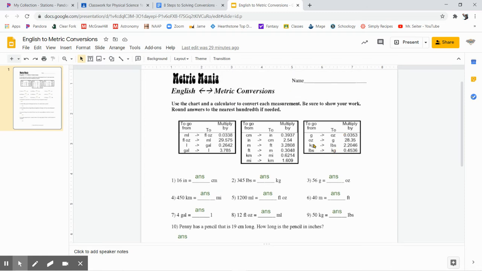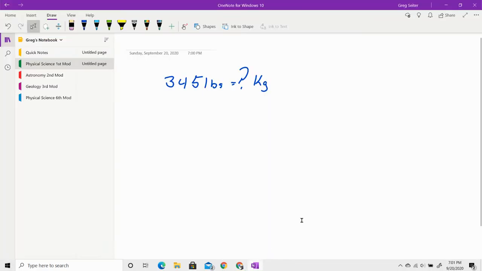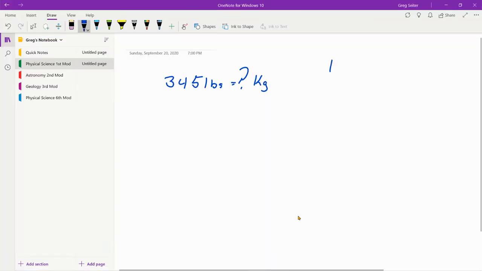All right, so 1 kilogram is 2.2046 pounds. Let's go write that down. 1 kilogram equals 2.2046 pounds. Okay, so now we're going to come back over here. We've read our problem. We wrote it down. We got our conversion. Okay, and now let's write this out in a fraction.